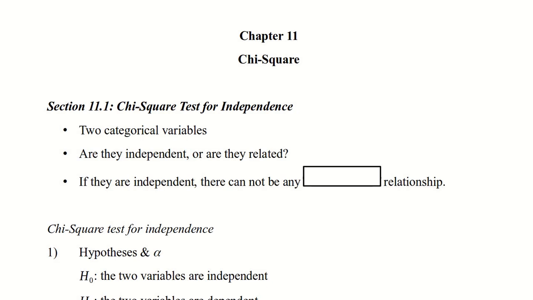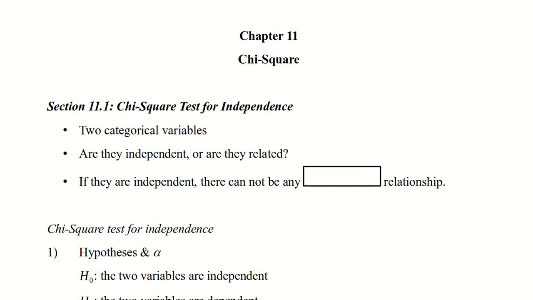Okay, welcome to Chapter 11, the last chapter in our book. We'll be talking about chi-squared distributions. So 11.1, we're asking a question about two categorical variables. A categorical variable is something like, in our first example, gender and class.